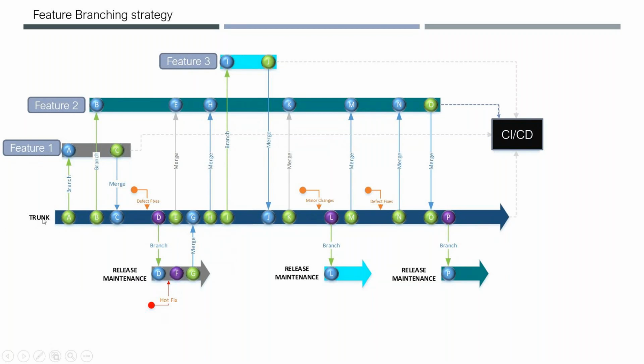Okay. Trunk is here, and you have A, B, C, D, E, F, G, H, etc. These are some kind of milestones you can think of. And you have feature 1 branch and feature 2 branch, and then you have CI/CD pipeline here. Okay. Let me explain the flow here, how it works in your real life world, right? Okay.